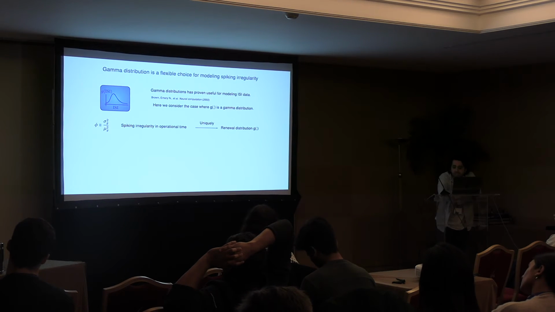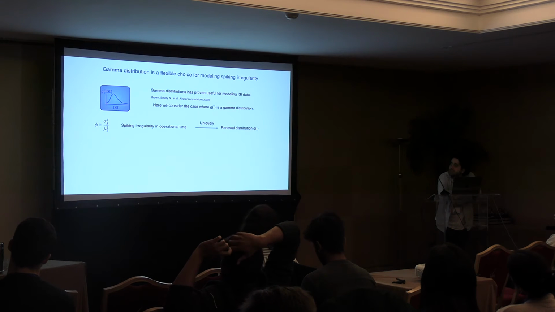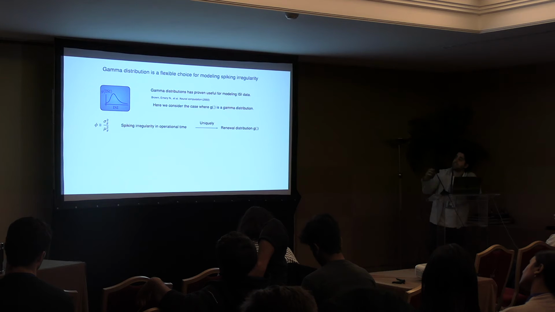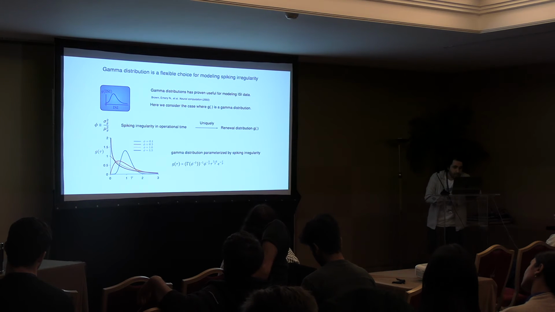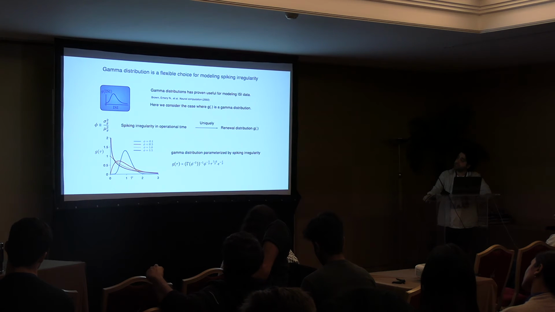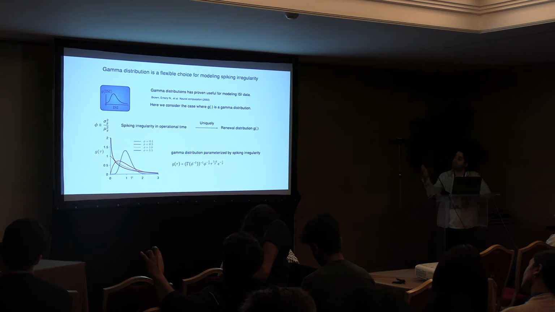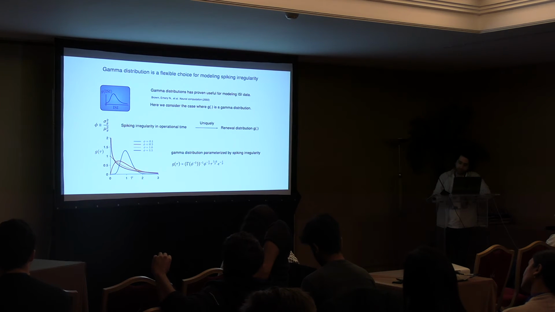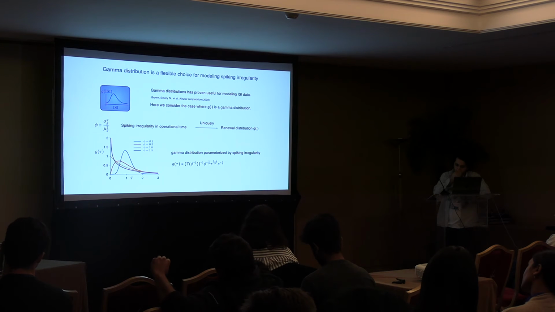We could play with this and similarly define the CV2 of this distribution, which is sigma squared divided by mu squared, as our free parameter, which we call the spiking irregularity. So as a result, I could interchangeably use this phi quantity, which is the spiking irregularity, or the renewal distribution. There's a one-to-one mapping. Here we see 4 examples of this gamma distribution. Phi less than 1 means a sub-Poisson distribution. Phi larger than 1 is a super-Poisson distribution. And you could parameterize it just by 1 parameter.